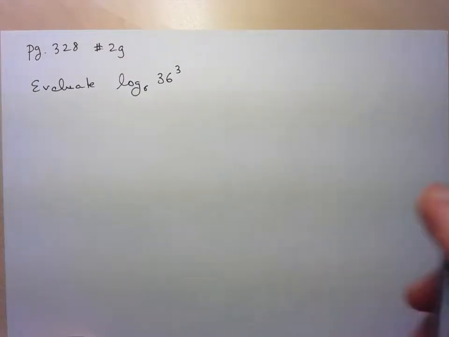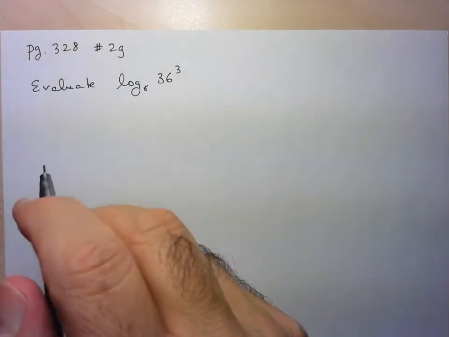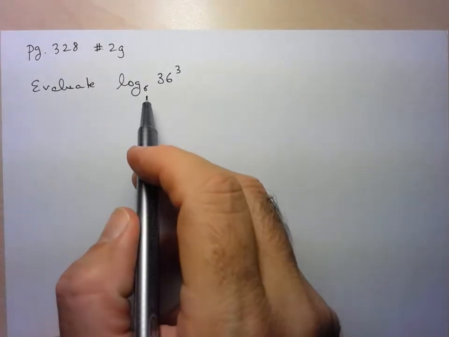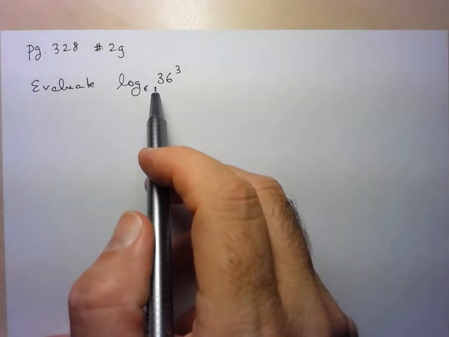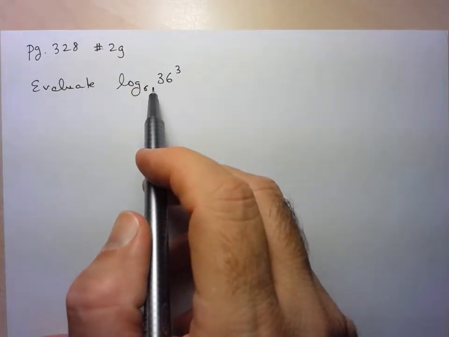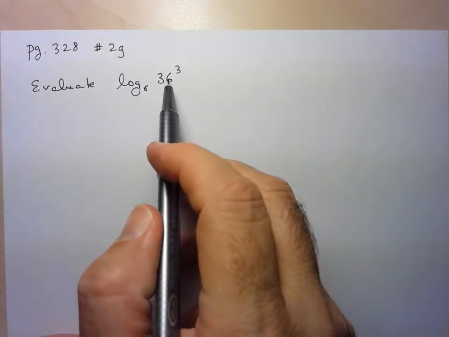Hi folks, we're going to take a look at page 328, number 2G. They want us to evaluate this logarithmic expression. So here we have a logarithm with base 6 of this number here. It perhaps isn't immediately obvious what exponent of 6 is going to give you 36 cubed.